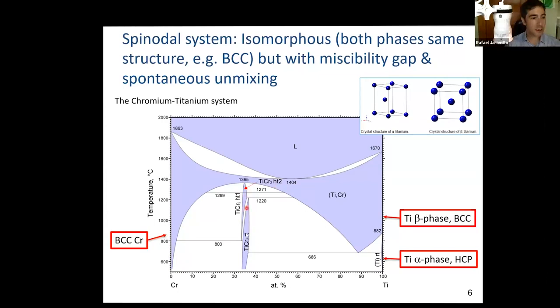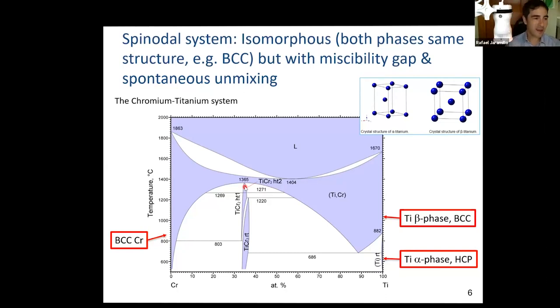TiCr2 room temperature, if you heat up, transforms to TiCr2 high temperature one, and it continues to transform to TiCr2 high temperature two. I can't tell you what those crystal structures are. I don't know the titanium chromium system very well, but we know how to find out. We look up in Landolt-Börnstein, we learn what they're all about.